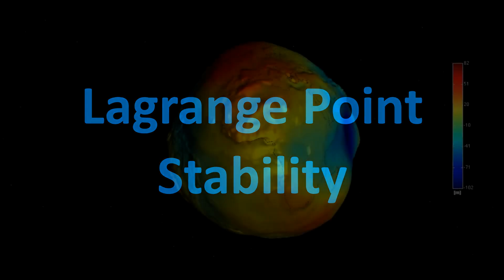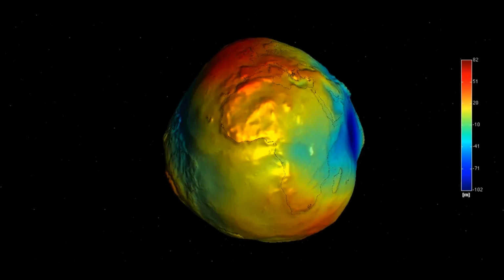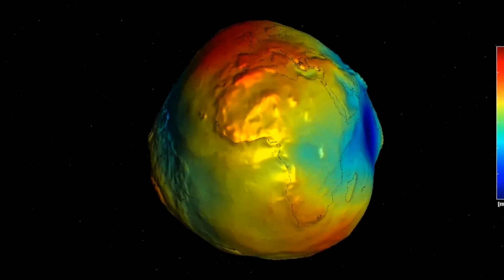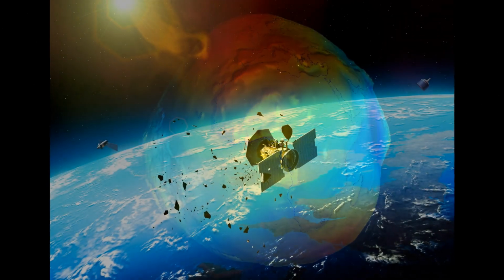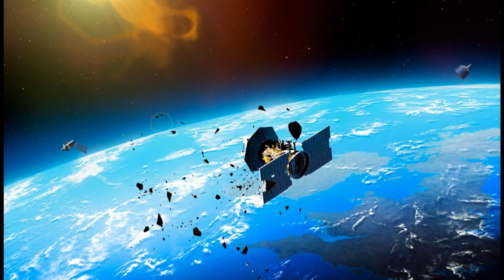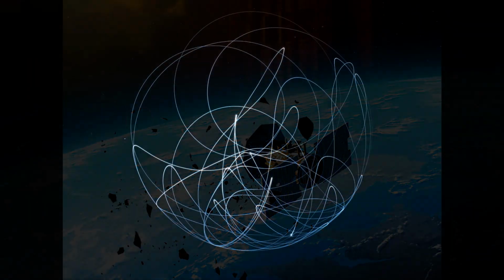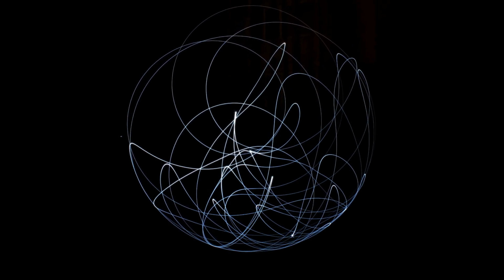Okay, now we're ready to start analysing the stability of the Lagrange points. We're going to do this by modelling what happens when a spacecraft sitting right on a Lagrange point is disturbed. This disturbance could be due to many things: solar radiation pressure, gravity from other planets, inaccurate thruster firings, even collisions with other objects. It's important to understand that the three-body problem is chaotic, which means that a small change in the initial conditions can create wildly different results.